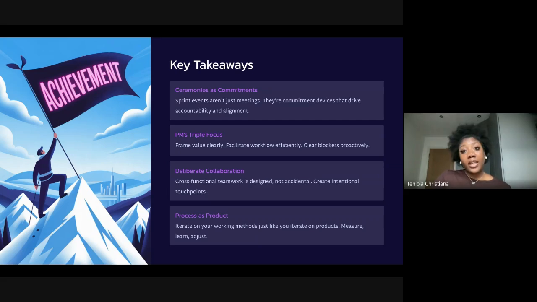So key takeaways: ceremonies are commitments. They're not just meetings. It's a commitment that drives accountability and alignment with the team. Your focus is about framing value clearly, facilitating the workflow efficiently, and clearing blockers. You want to have deliberate collaboration. It's an intentional act as a PM to collaborate with different stakeholders, as I mentioned, with the design team or with the QA or with marketing.